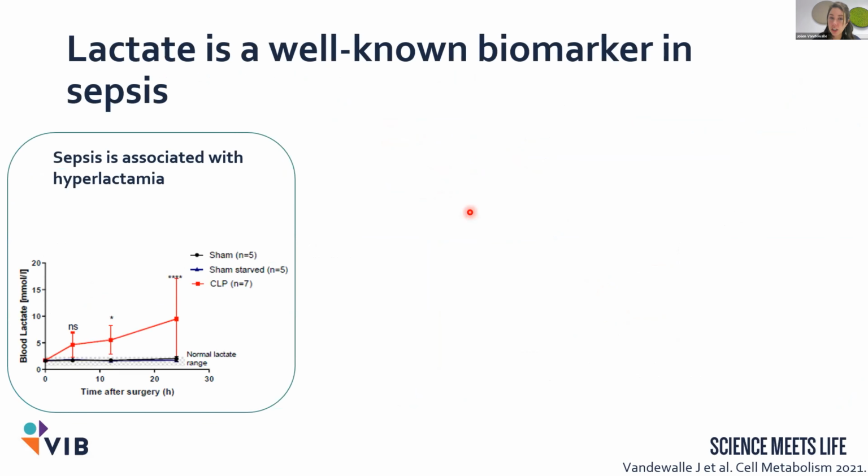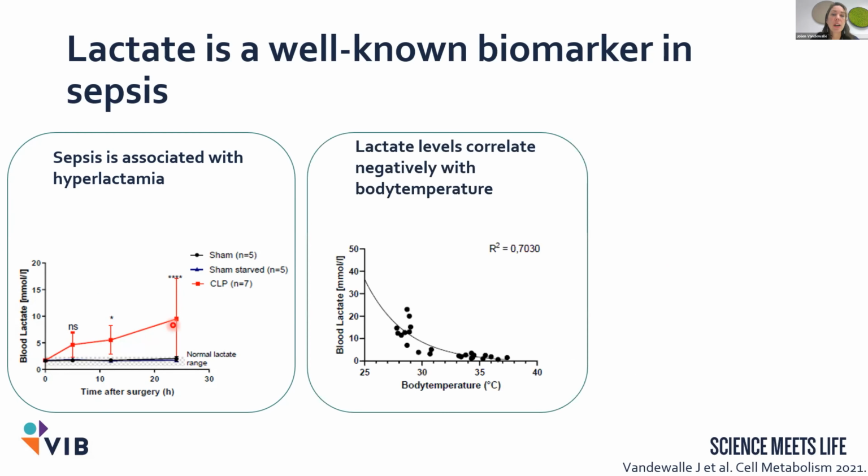And lactate is actually a very well-known biomarker in sepsis, with higher levels of lactate being predictive for a more severe sepsis lethality. So here you can see the lactate values increasing over time upon CLP surgery. And lactate also correlates negatively with the body temperature of the mice. So the lower the body temperature, the more severe the disease is of the septic animals, the higher their lactate values are.